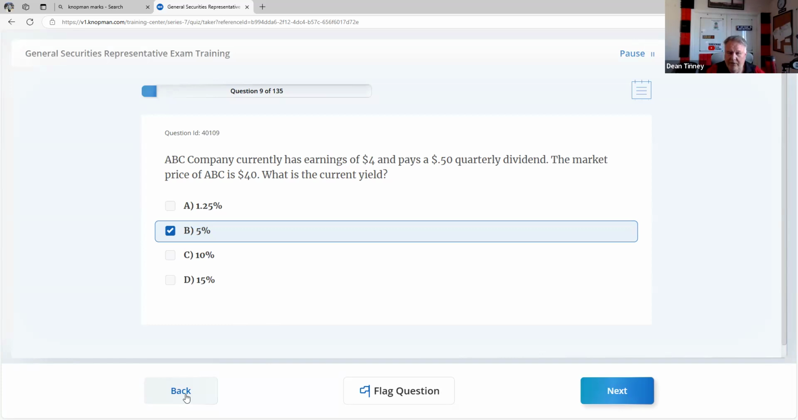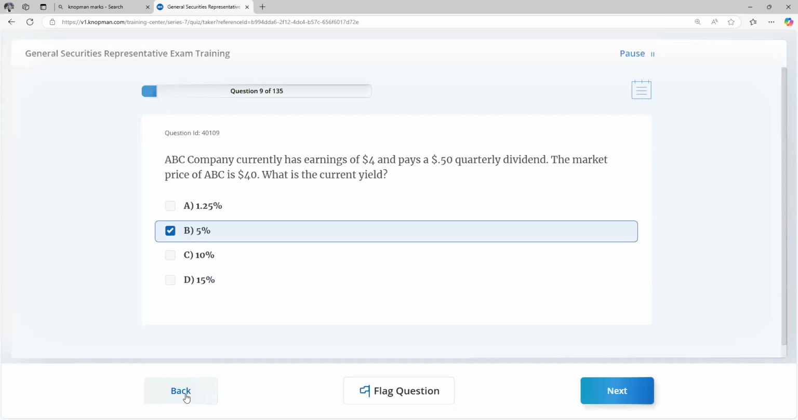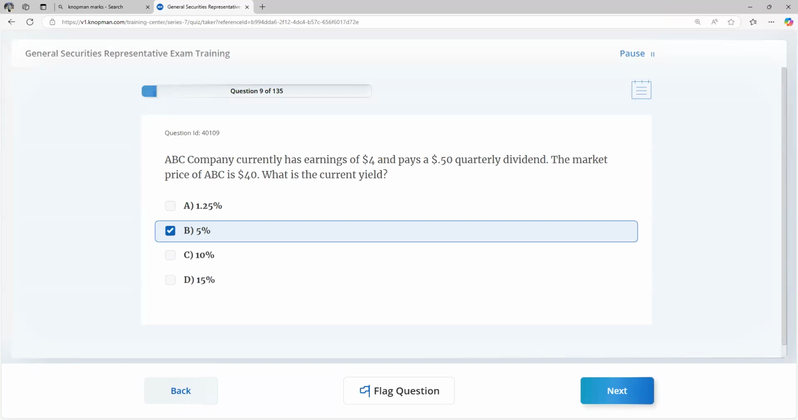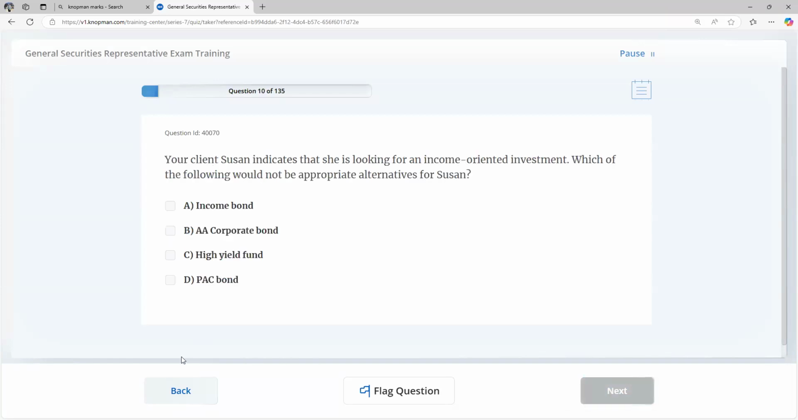What is the price to earnings ratio on this stock? Wouldn't that be 20%? No, it would be price 40 divided by earnings 4, it would be 10. Oh, never mind. Yeah, 10. Sorry. No worries. My brain's a little fried today.